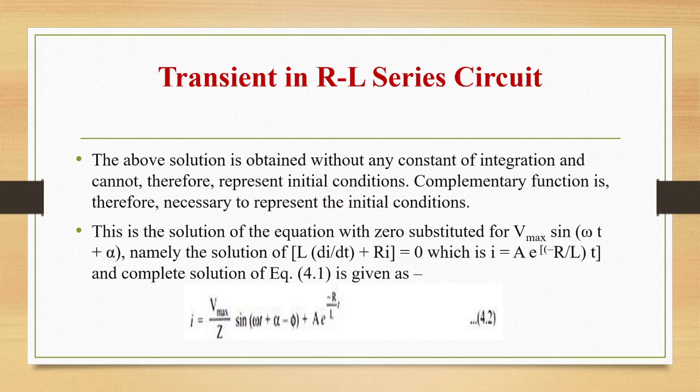The above solution is obtained without any constant of integration and cannot therefore represent initial conditions. So the complementary function is necessary to represent the initial conditions. This is a solution of the equation with 0 substituted for Vmax sine omega t plus alpha, namely the solution of L di by dt plus Ri equal to 0, which is i equal to A into e power minus R by L t, and the complete solution is given as i equal to Vmax by Z sine of omega t plus alpha minus phi plus A into e power minus R by L t.